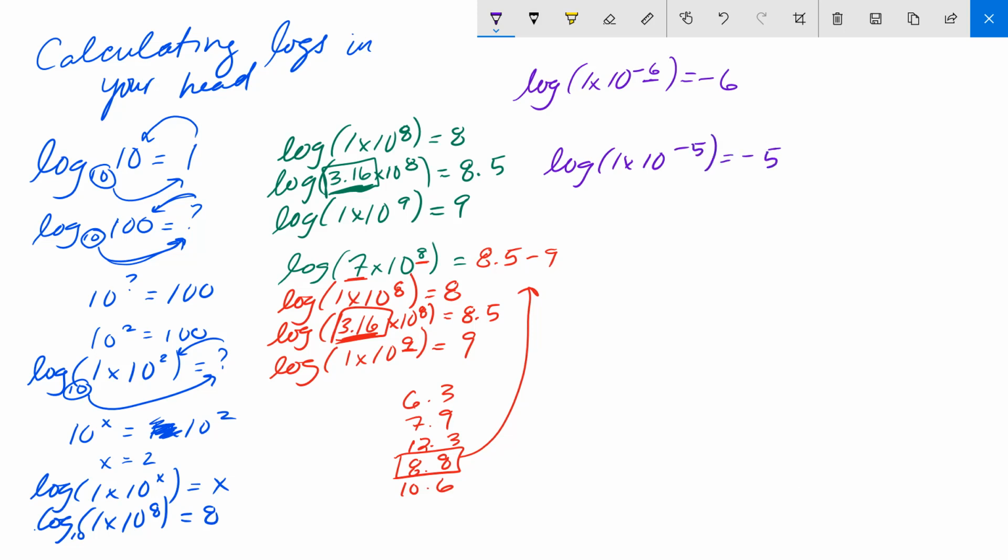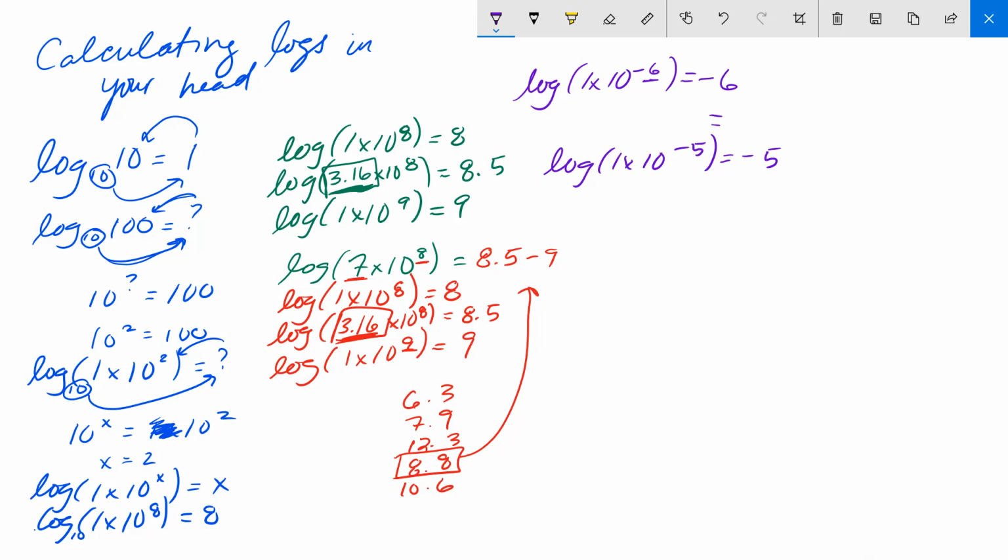Again, that's just negative 5. The difficult part about working with negative logs is remembering and realizing that 1 times 10 to the negative 5 is a larger number than 1 times 10 to the negative 6. The smaller the negative exponent, the larger the number. That's the difficult part. It's backwards from the positives.